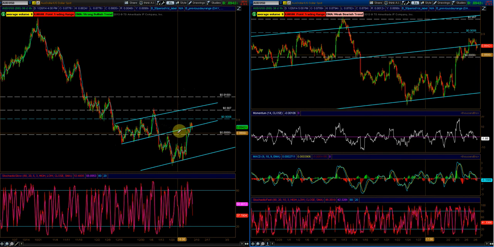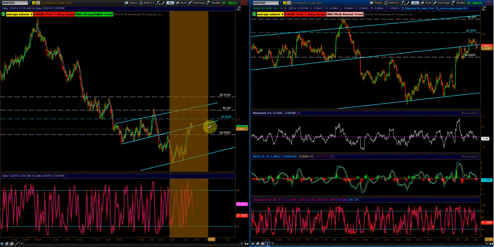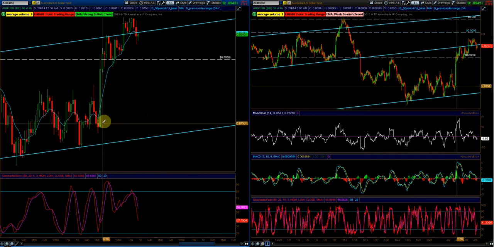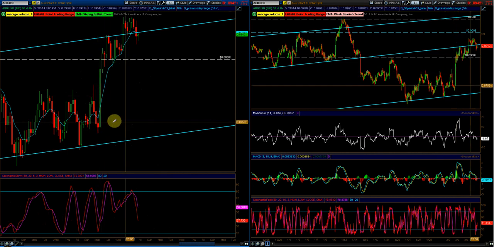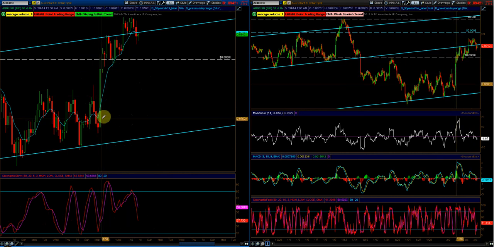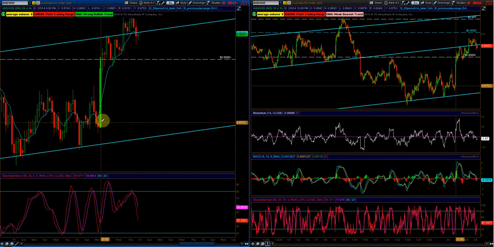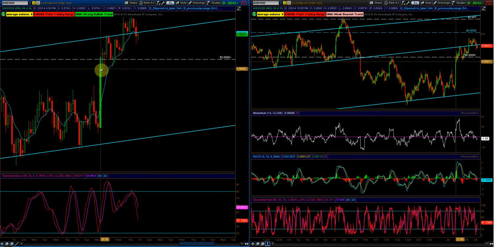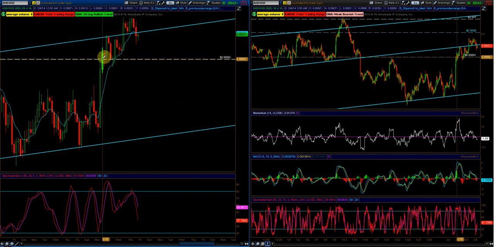So on the 4-hour, zooming in here, we had that nice rally that occurred on Monday, and I did ride this with a long position, and my initial target was this line of resistance right here at 88.88. So I did make a small profit riding this spike. It was quite nice, and then I held off on jumping back in.